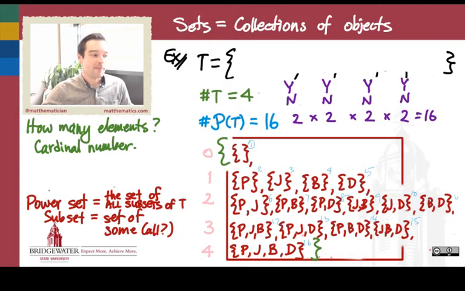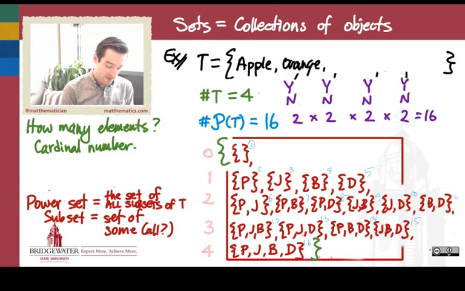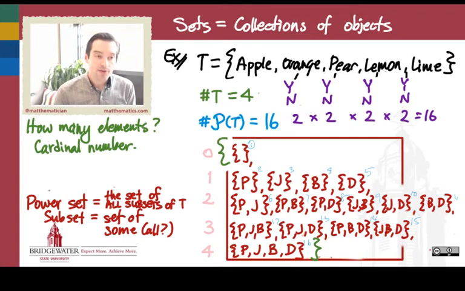Okay. All right, so supposing that we change the context, change it away from football for a moment, and let's say that maybe we made a set of different kinds of fruit. So apple, orange, pear, lemon, and lime. Okay. So now I have a set with a cardinal number of 5 instead of 4. Right? So there's 5 elements in my set.